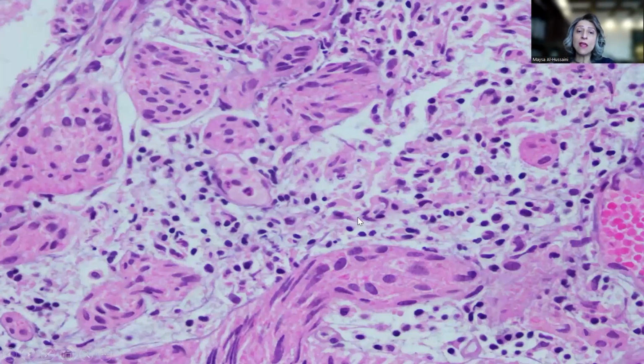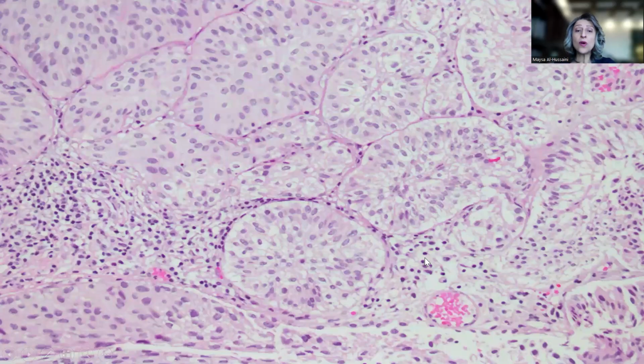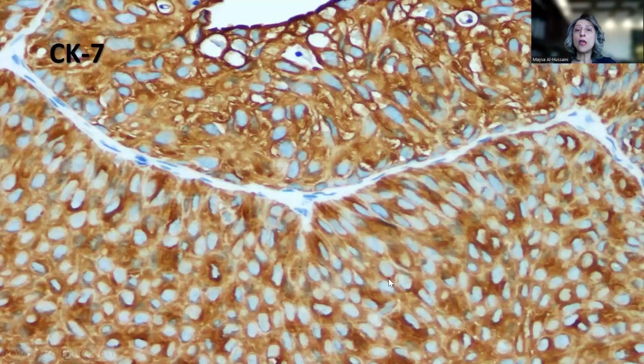Now, in one area, there was evidence of invasion into the lamina propria, and this is clear with the acidophilia of the cytoplasm, the pink color of the cytoplasm, as well as the reaction in the lamina propria. In another focus, there was evidence of invasion, and it's important here to differentiate this from what is known as the inverted growth pattern of high-grade papillary urothelial carcinoma. An important clue is the presence of desmoplasia and inflammatory reaction in the lamina propria.